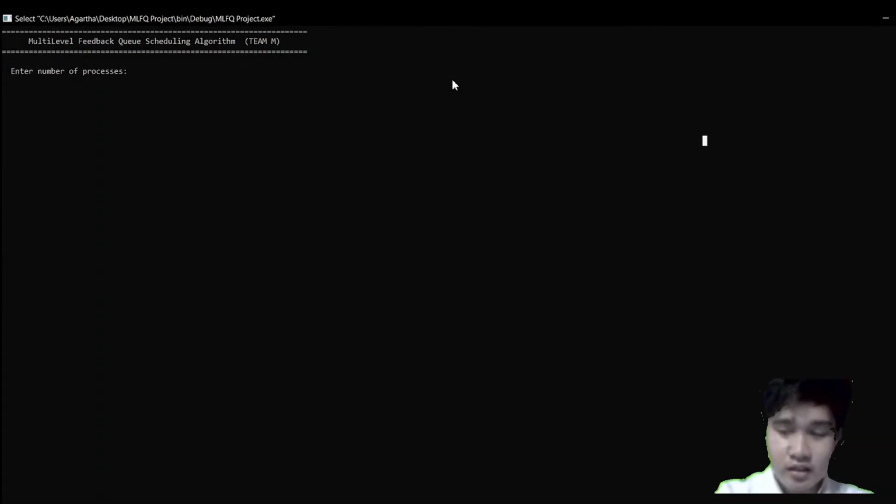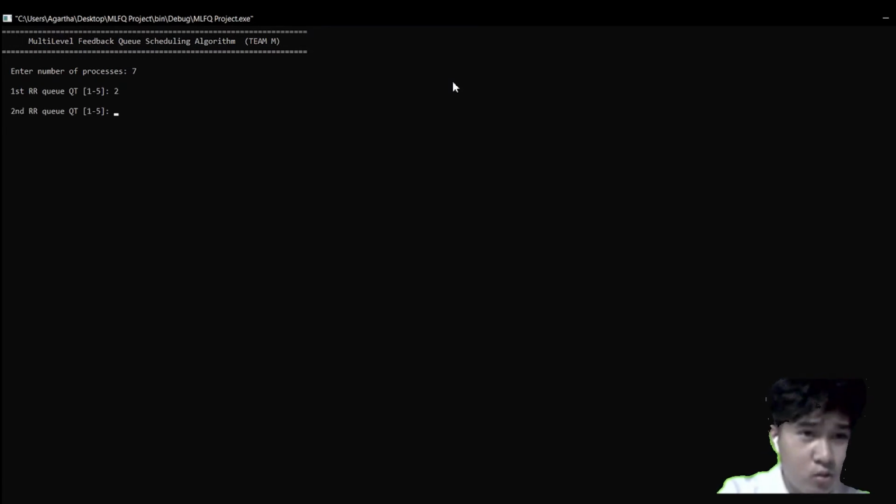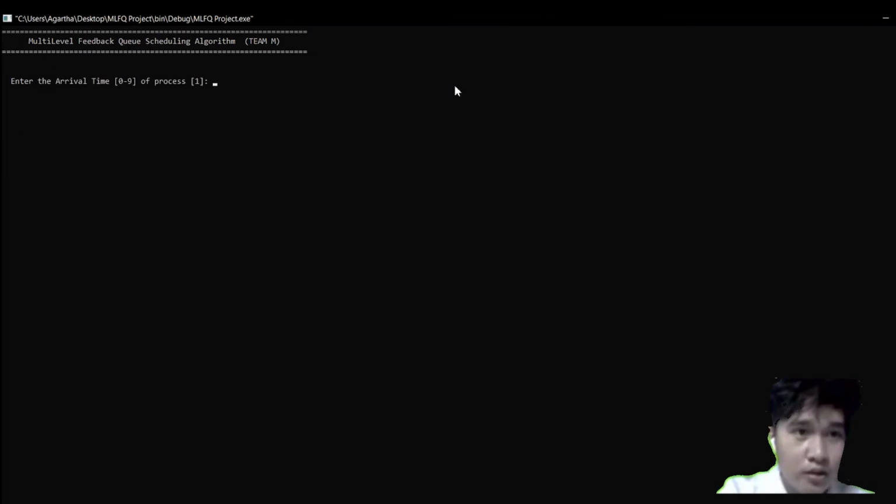In dataset 3, enter the number of processes, which is 7, and the first queue quantum time is 2 milliseconds, and the second quantum time is 3 milliseconds, and the third queue follows first come first serve. So enter the arrival time of process 1, which is 0, and burst time of 5.